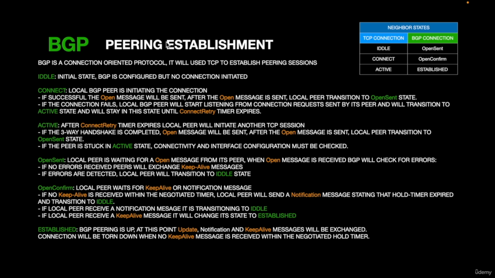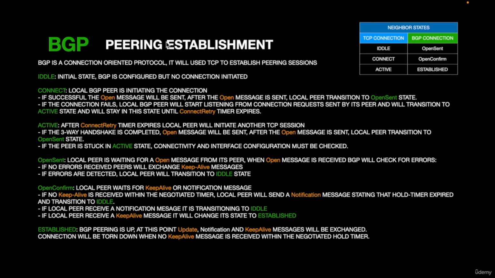Open sent is when the local peer sends an open message and it is awaiting the open message from its peer. When an open message is received from one peer to another, BGP will check for errors. If there are no errors, the peers will exchange keep alive messages, and if there are errors detected, the local peer will transition to idle state and will try to initiate a connection again.